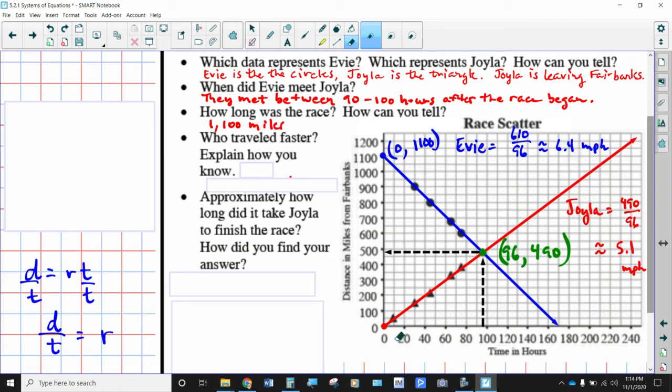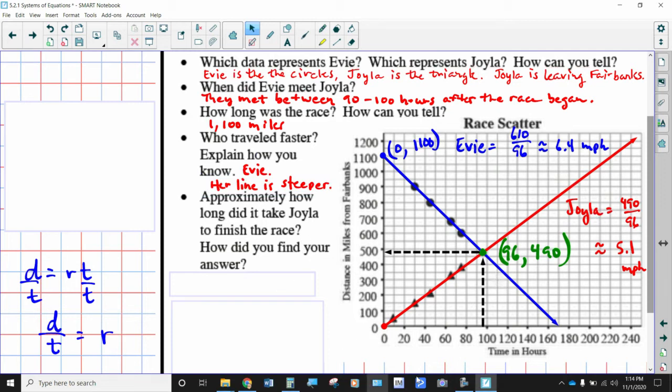Then Joyla, we know she traveled the same amount of time, but she traveled only 490 miles, right? Because Evie traveled a greater distance, but this is where they met, which was at the 490 mile marker. So that's how far Joyla had traveled. So you take 490 divided by 96, and that gives you about 5.1 miles per hour. So that justifies the fact that Evie is the one who's going at a faster rate of speed. The line is steeper, but I just justified it using numbers.